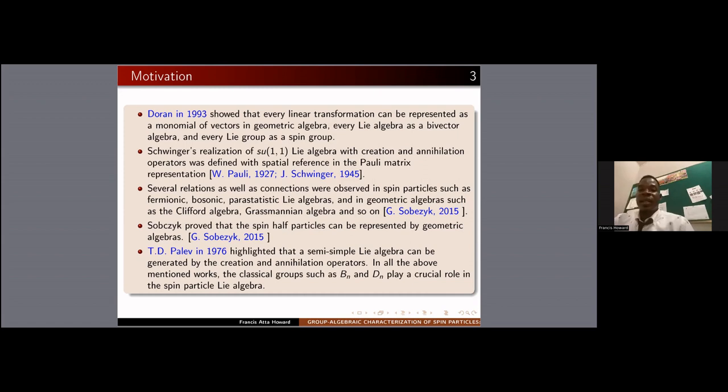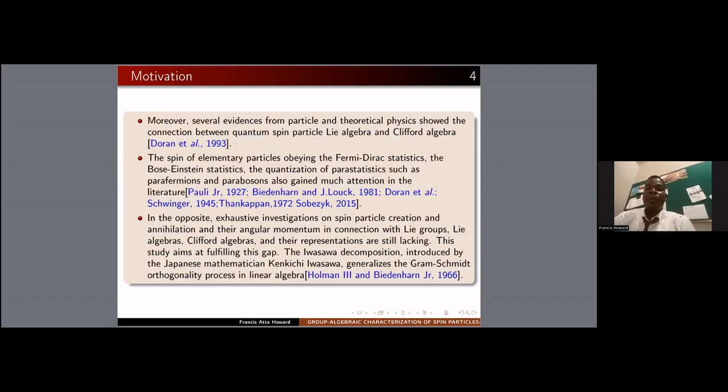There have been several authors, including Sobczyk, who observed the structure of the spin particles and was able to look at their Grassmannian algebra, including their Clifford algebraic structure. Sobczyk also wrote a proof of the spin-half particle in a geometric algebra form. T.D. Palev considered the Lie algebra structure of spin particles, and how this Lie algebra can be semi-simple. This opened up a lot of ways for several authors, including Schrödinger, Green and Ganchev, to look at the parastatistics of the elementary particles, especially Fermi-Dirac statistics and Bose-Einstein statistics and how they are being quantized.